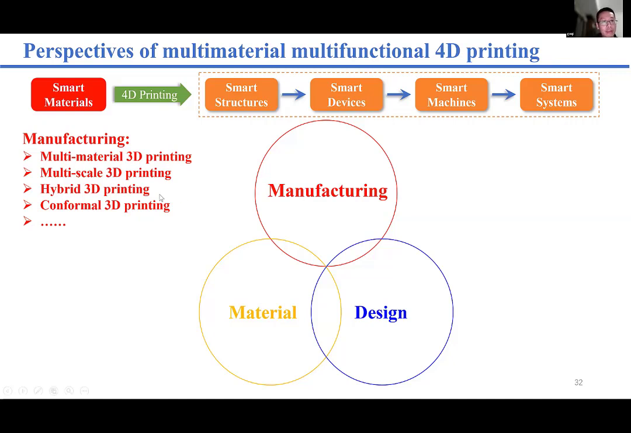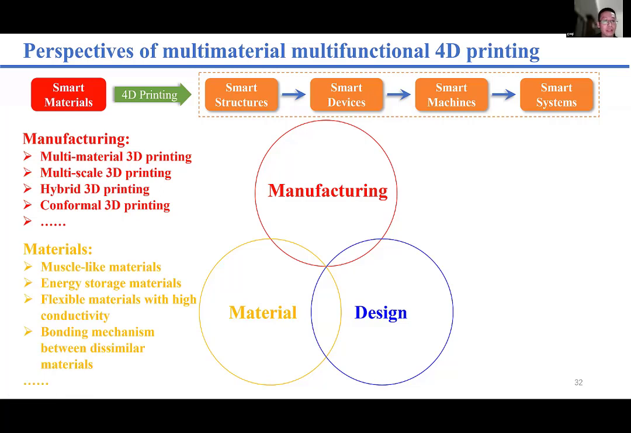And therefore, we maybe also need to develop some hybrid printing system, which can combine different 3D printing technologies. And also sometimes we want to print sensors or some actuators on a curved surface, and then we want to have conformal 3D printing technology. And there are a lot of other possibilities.